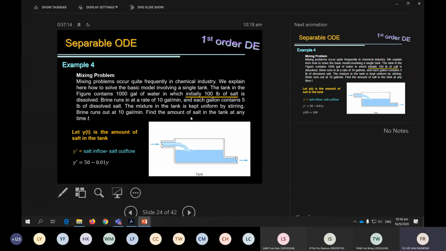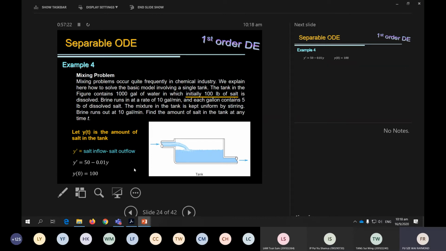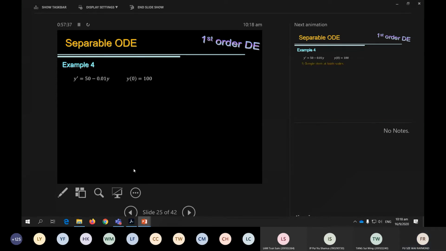Then look at the IVP, the initial value problem. The initial value is 100 pounds of salt, starting when the time is 0. So that is the IVP. By interpreting the whole question, in example 4 you end up with two equations: one is a general equation, an ordinary differential equation, and the other is the initial value problem.